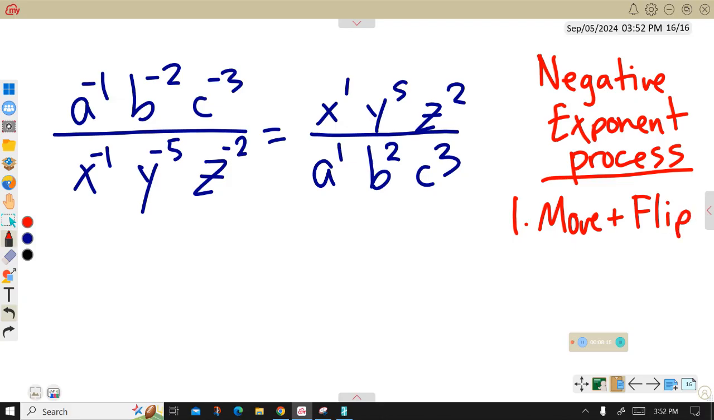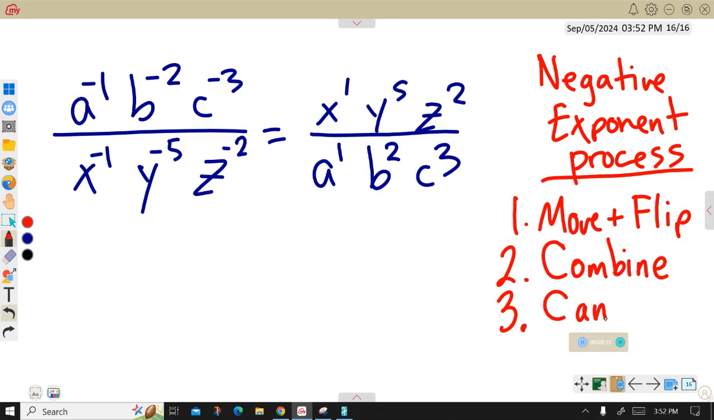I'm going to use this, and you're going to understand what that means while we do some examples. Move and flip. And then after that, we're going to combine. And the last step is to cancel, and that's where we'll get rid of some things. If you can see this example that we did up here, we only had to move and flip. We moved all the negatives to the other side, and we flipped the sign from negative to positive.